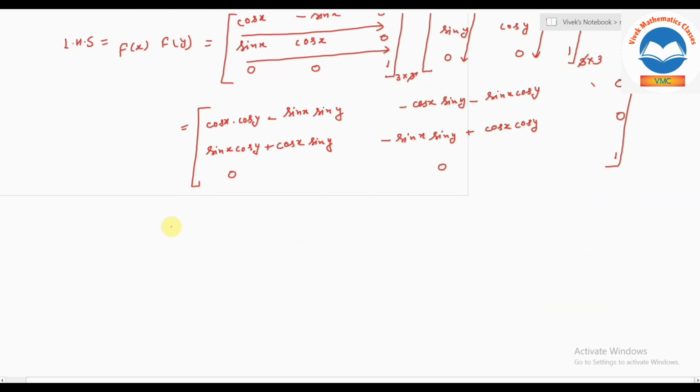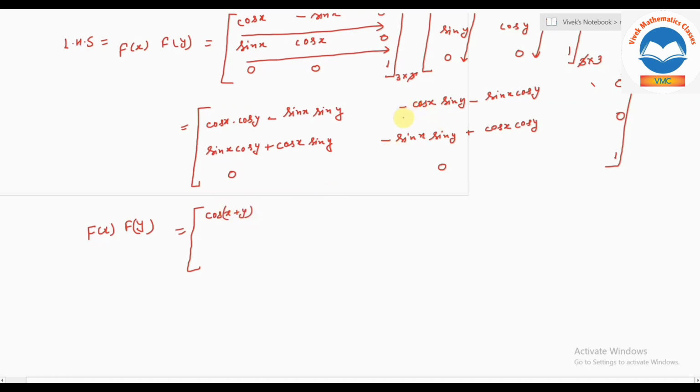So what will we get? We will get f(x) into f(y). If you see here, the first one, cos x cos y minus sin x sin y. What is this? This is the cos(x plus y) formula. So here I will write cos of (x plus y).